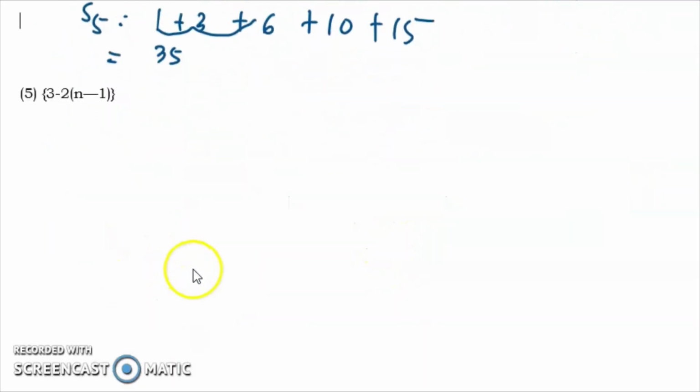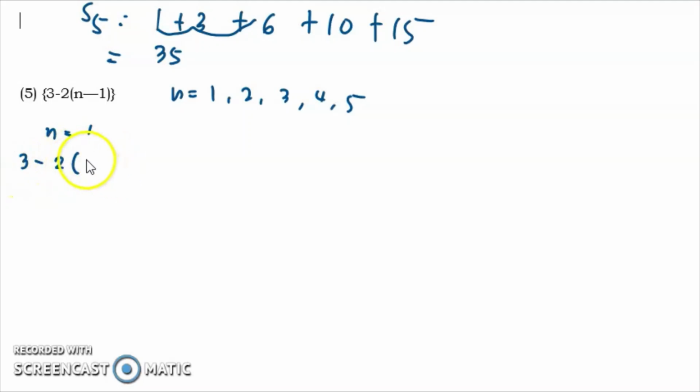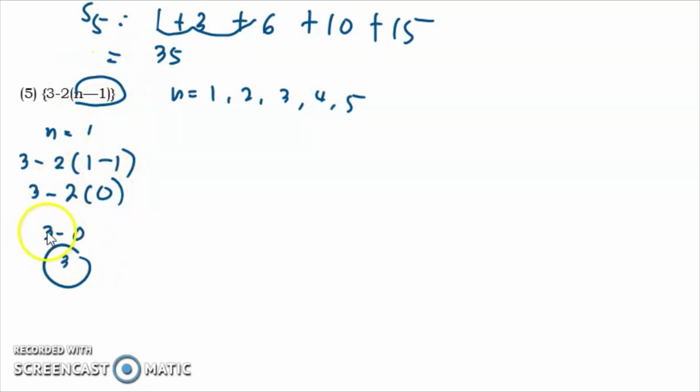Okay? For the last one, huli na to. So, we have here 3 minus 2, and then parenthesis n minus 1. So, your n is 1, 2, 3, 4, 5. Okay, so for n equals 1, you have 3 minus 2 times 1 minus 1. Okay, so 3 minus 2, what is 1 minus 1? Uunahin nyo na sa parenthesis ha, 0. So 3 minus 0, sagot lang dyan, 3.